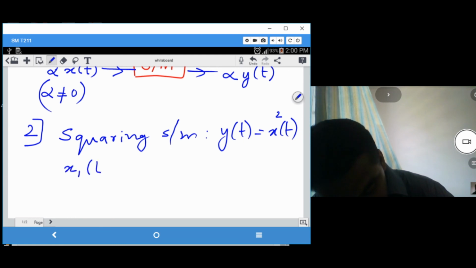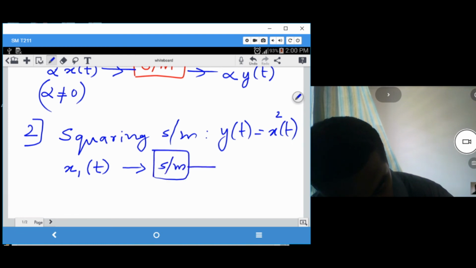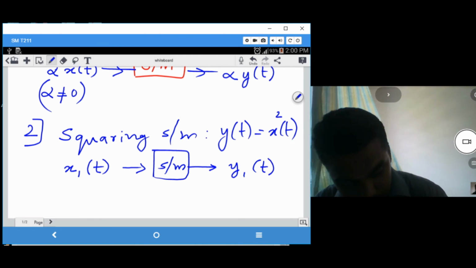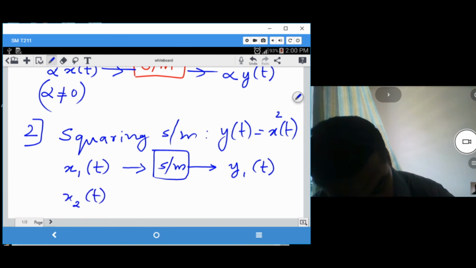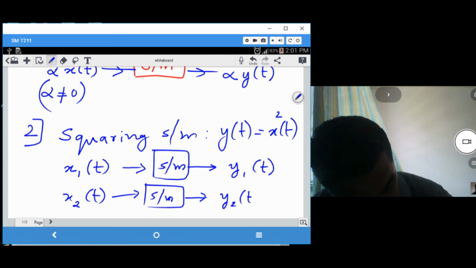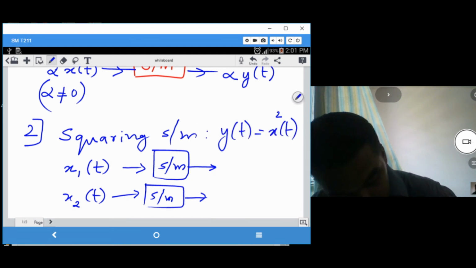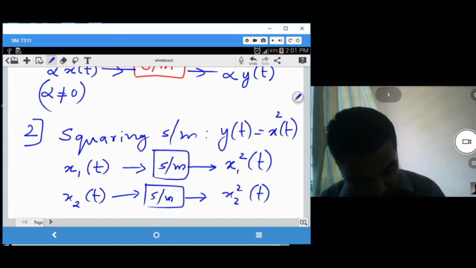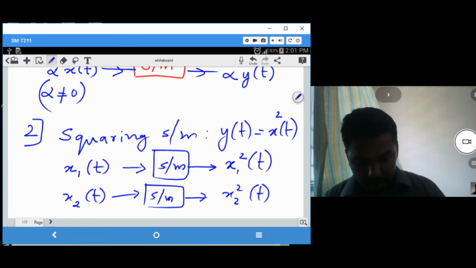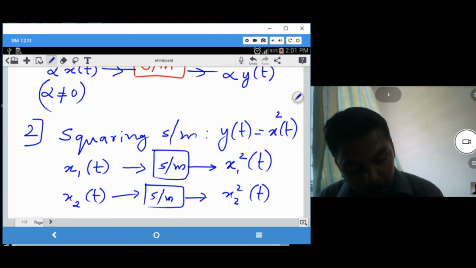If I give x1 of t to the system, it would give y1 of t. Similarly, if I give x2 of t to the system, another input, it would result in y2 of t. Now, from the system definition, I can get rid of this y1 and y2 and just write it as x1 squared t, x2 squared t. Okay? Now, I do the following.